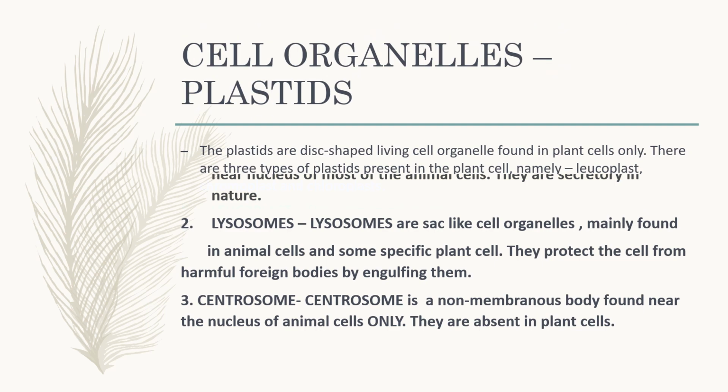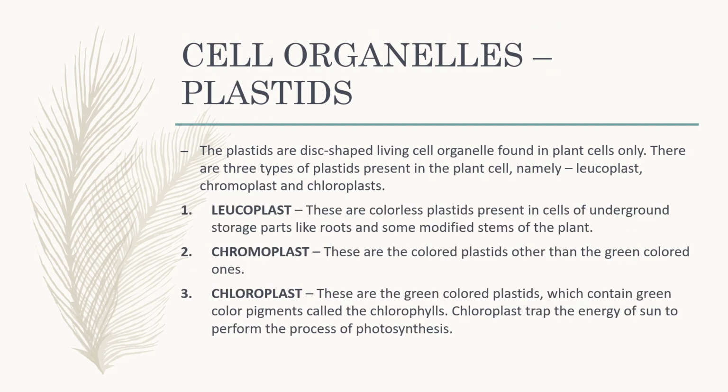Now we are going to take the plastids. What are plastids? The plastids are disc-shaped living cell organelle found in plant cells only. So the point to be noted is the plastids are found only in the plant cell. They are absent in the animal cells. There are three types of plastids present in the plant cell, namely leucoplast, chromoplast, and chloroplast.